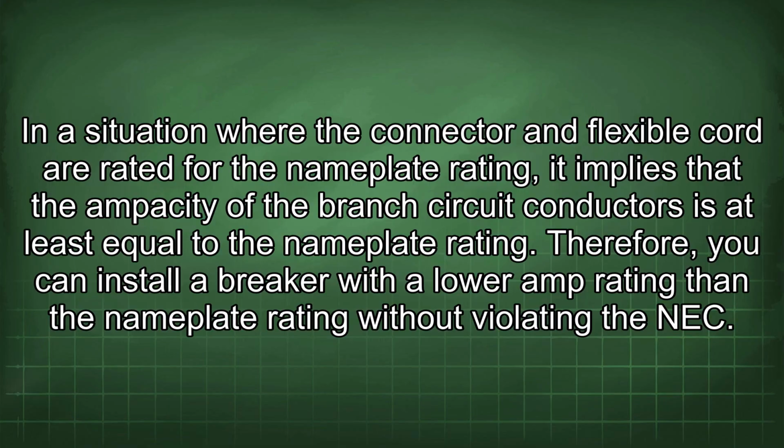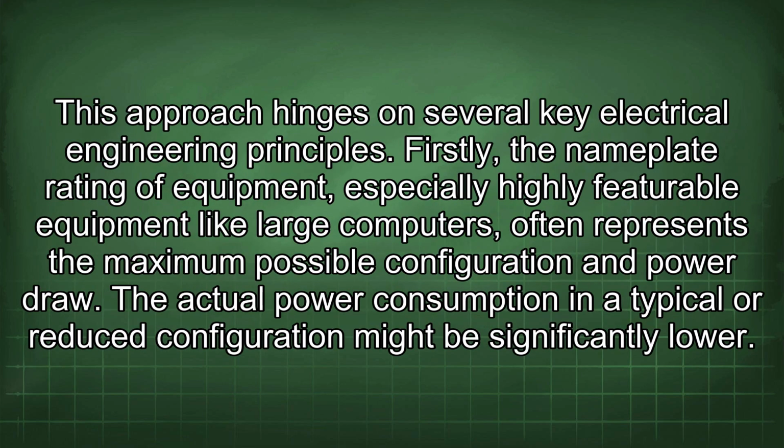In a situation where the connector and flexible cord are rated for the nameplate rating, it implies that the ampacity of the branch circuit conductors is at least equal to the nameplate rating. Therefore, you can install a breaker with a lower amp rating than the nameplate rating without violating the NEC. This approach hinges on several key electrical engineering principles.